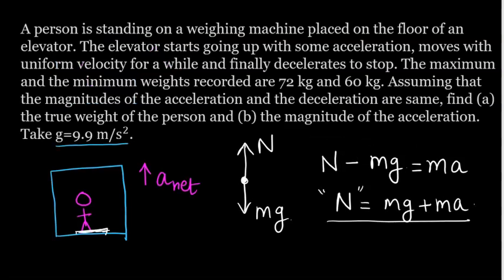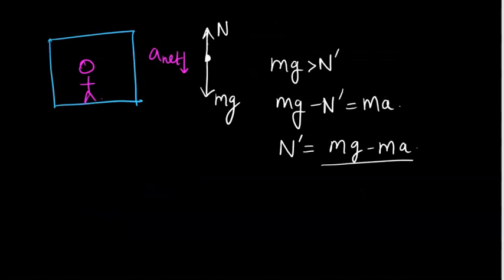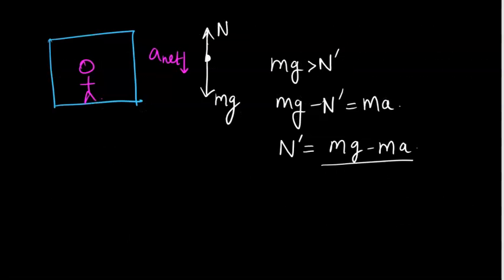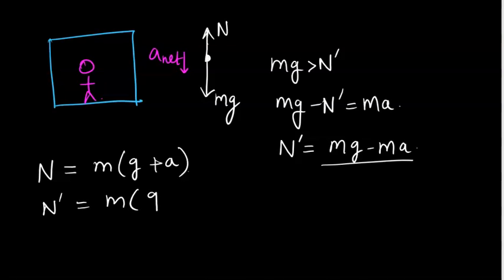So both these values are given. The weights recorded are 72 and 60 kg. 72 kg means 72 into 9.8 Newton, and 60 kg means 60 into 9.8 Newton. So N will be equal to m times (g plus a), and N dash is equal to m times (g minus a). So what is N?